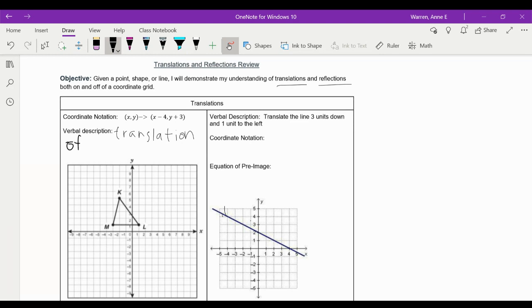Okay, a translation of 4 units left and then the y coordinate is going to move us up or down. So since this is a positive number, it is plus 3, I'm increasing y, which means that I would be moving up. So it's a translation of 4 units left and 3 units up.